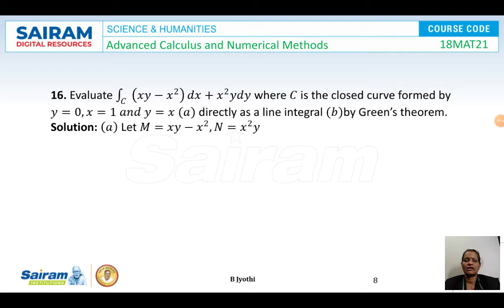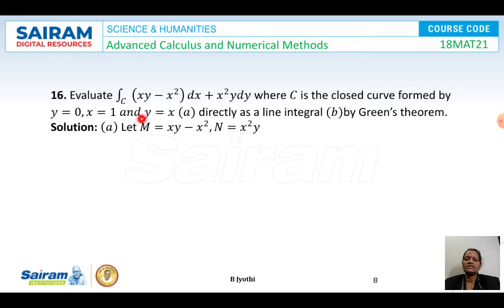Next, evaluate xy minus x square dx plus x square y into dy, where C is the closed curve formed by y equal to 0, x equal to 1 and y equal to x. First one is directly as a line integral. Second one is by the Green's theorem.